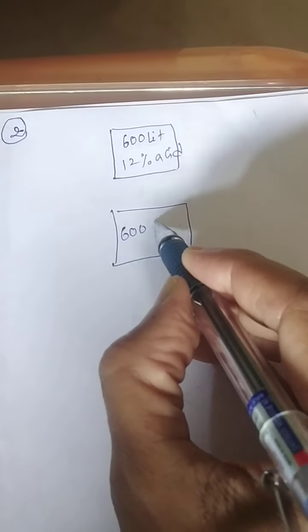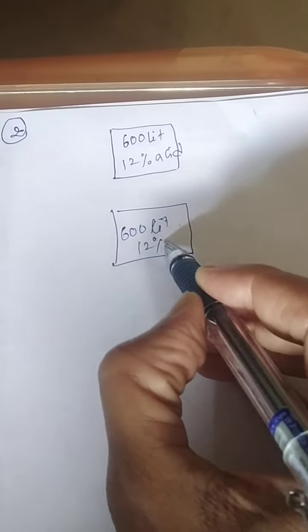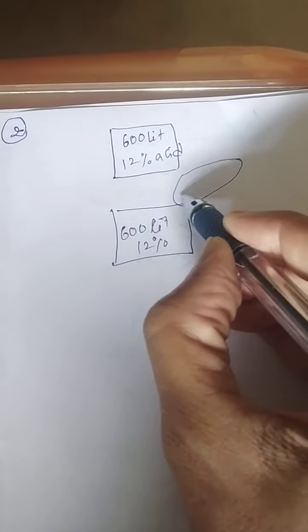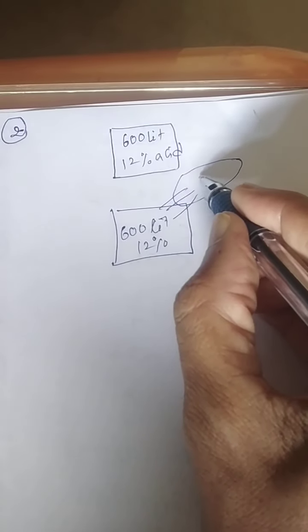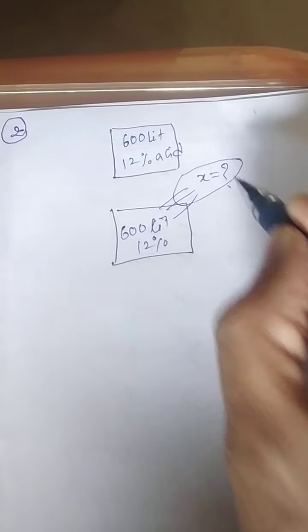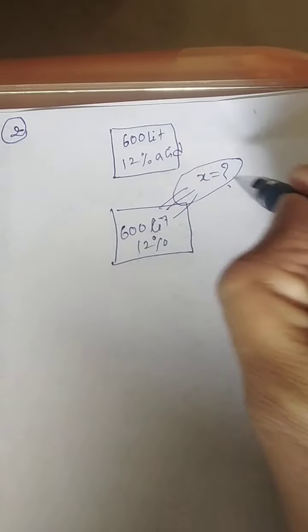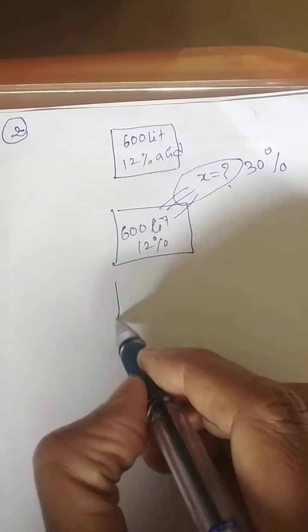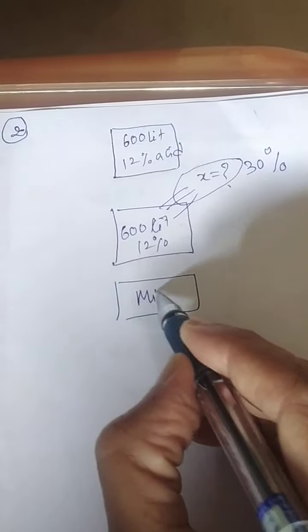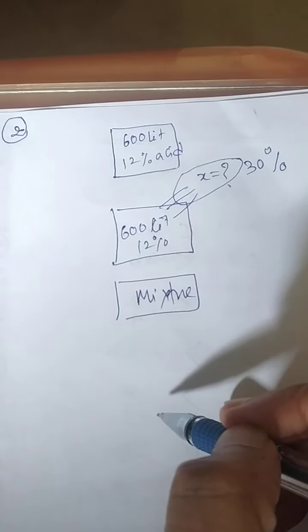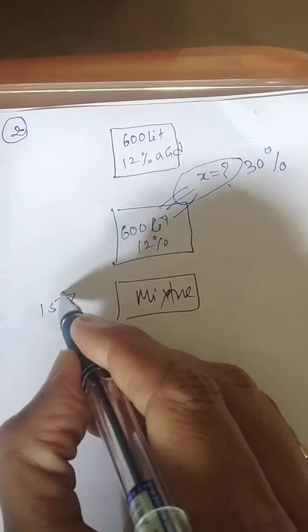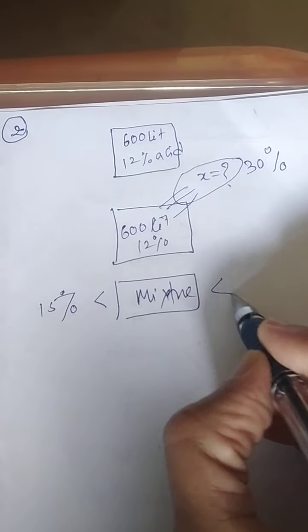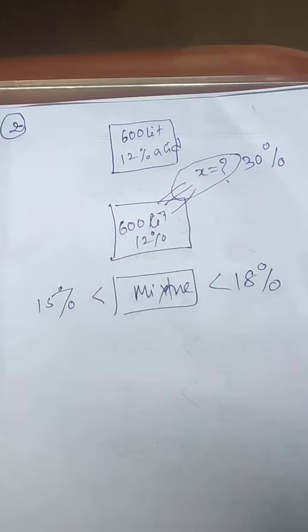This 600 liters is over here. The question is how many liters are added? So I am pouring over here. How many liters means x will be equal to question mark. How many liters of 30% acid solution must be added so that the combined mixture, whichever you are getting, will be in the range of more than 15% and less than 18%? This is the text.